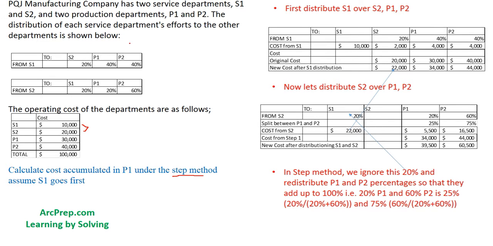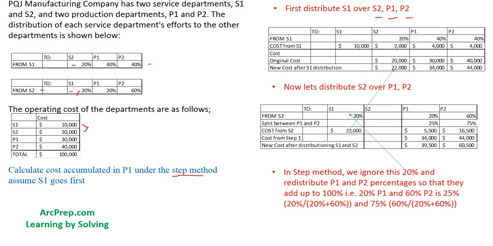Now, in the step method, the first thing we are going to do is distribute the cost of S1 over S2, P1, and P2. And sometimes the question arises whether we should start with S1 or S2 and what's the rule of thumb. Usually the one that has a higher percentage to the service department would go first. For example, if this would be 30%, then I would start with S2. But now I realize the percentages are the same, so it really doesn't matter at this point whether I allocate S1 first or S2 first. Hence, I'm starting with S1.